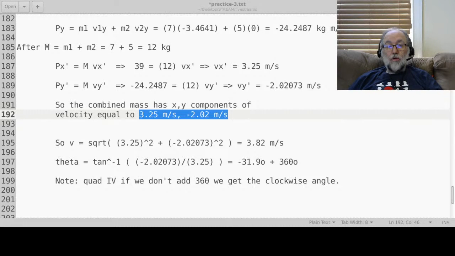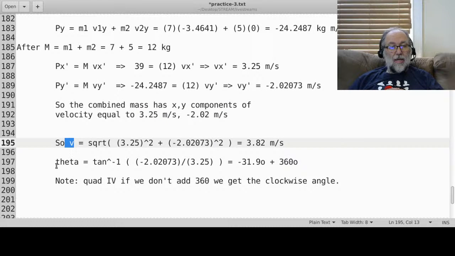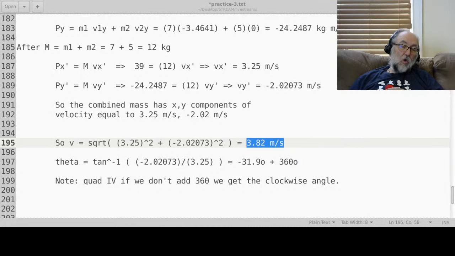Okay, now what about converting it to polar? So that's the Cartesian answer, and the second question was give it to me in polar. And polar, it's a magnitude and an angle. Okay, so for the magnitude, it's the Pythagorean theorem. It's the square root of the x component squared plus the y component squared, like that. So the x component squared, then add the y component squared, then take the square root of all that, and we get 3.82. So this mass is going to be moving at 3.82 meters per second after the collision.